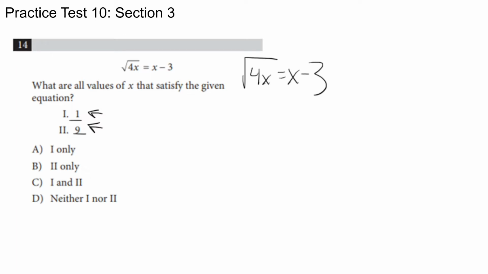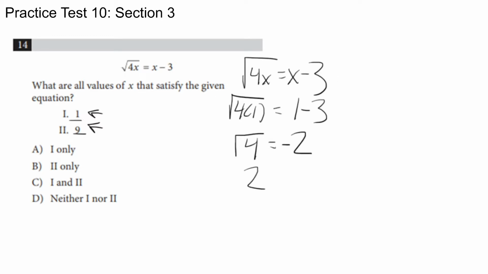I'll start off with the value of 1. So I have the square root of 4 times 1 is equal to 1 minus 3. 4 times 1 is 4, so I have the square root of 4 is equal to 1 minus 3, which is negative 2. The square root of 4 is 2. 2 does not equal negative 2. So I can cross off A and I can cross off C because I know this value of 1 doesn't work.